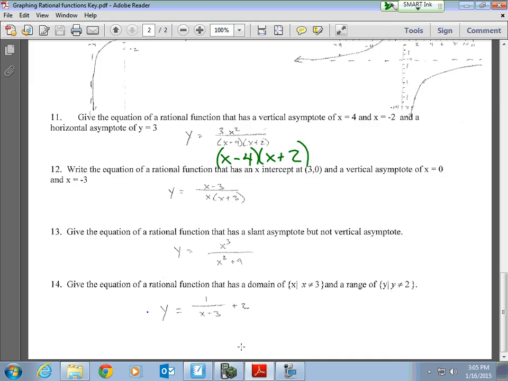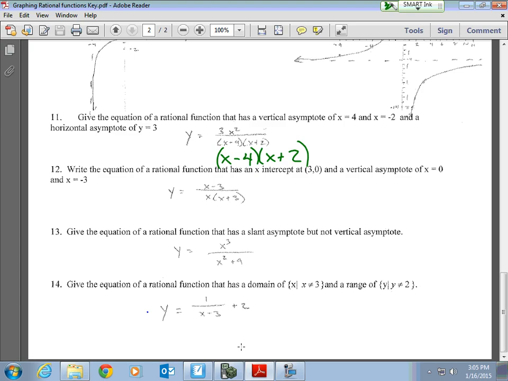Horizontal asymptote of 3. How do you get a horizontal asymptote to be 3? Well, if the degree of the top is less than the bottom, it's 0. So it's not that. If the degree of the top is the same as the degree of the bottom, it's the ratio of the leading coefficients. Those are the only two options for having a horizontal asymptote. So the degree of the top and bottom has to be the same, and my ratio must be 3 to 1.